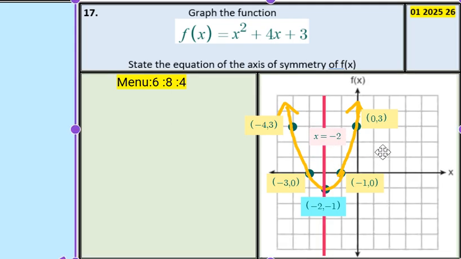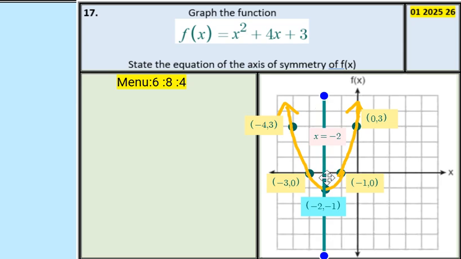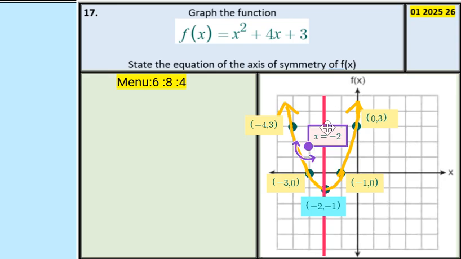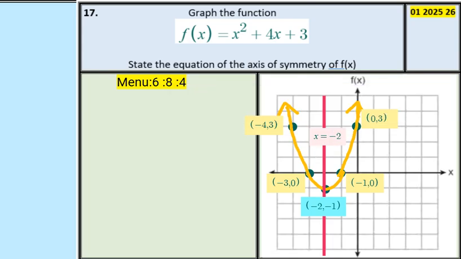But be very careful. You have to say x equals -2 because you're talking about a line, not just a number. The axis of symmetry is the line that cuts the parabola in half. So if you don't have x equals included in the name of your line, you will not get credit for your axis of symmetry. And that's full credit for question number 17.